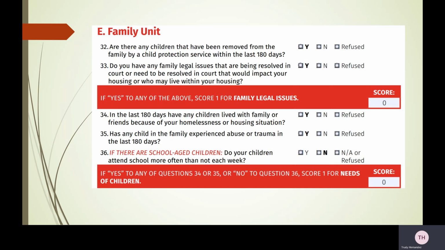If it's during the summer, you're going to ask, when school is in session, are your kids going to school more often than not? Just to clarify, the way that we kind of look at that is, are they attending 3 out of 5 days? If they say yes to questions 34 or 35, or no to question 36, then they would score a 1 for needs of children.